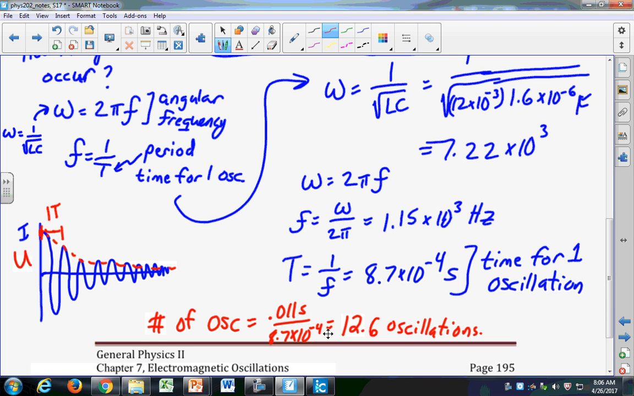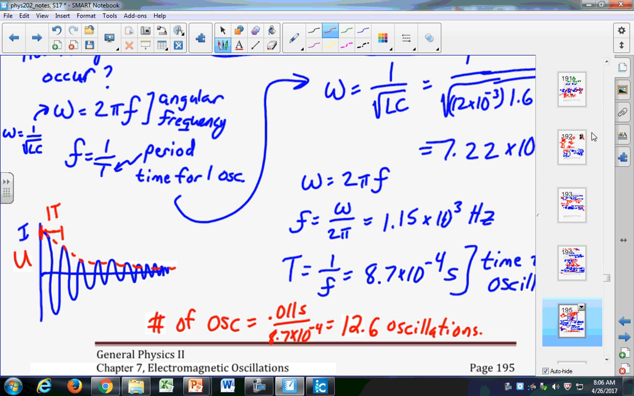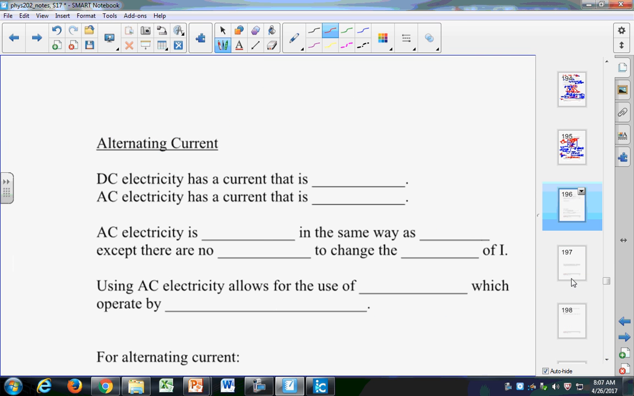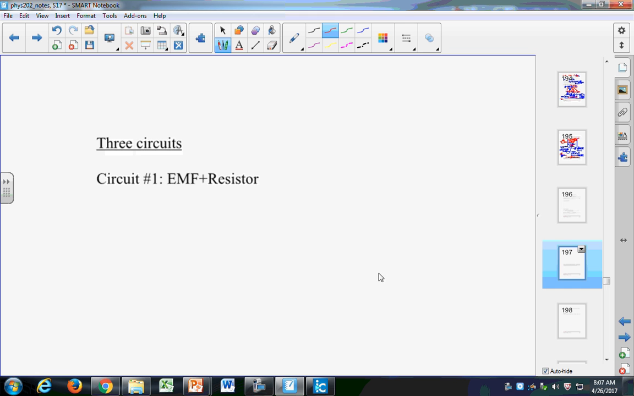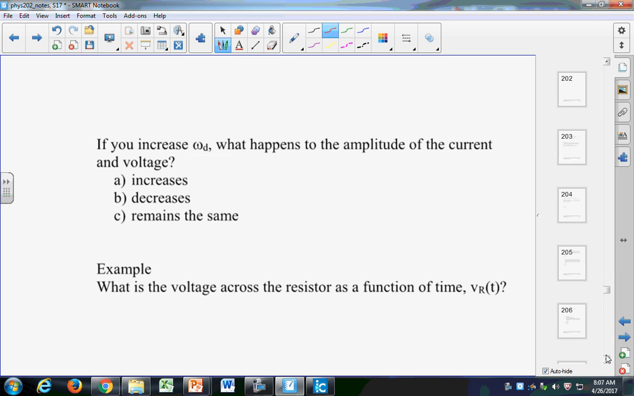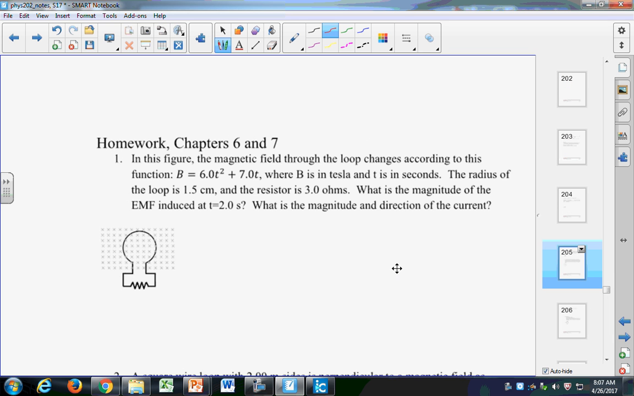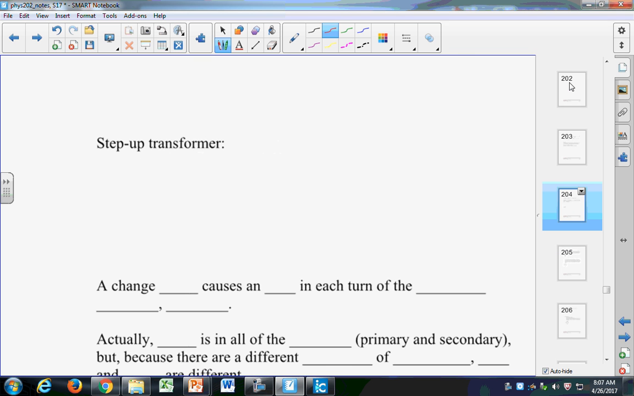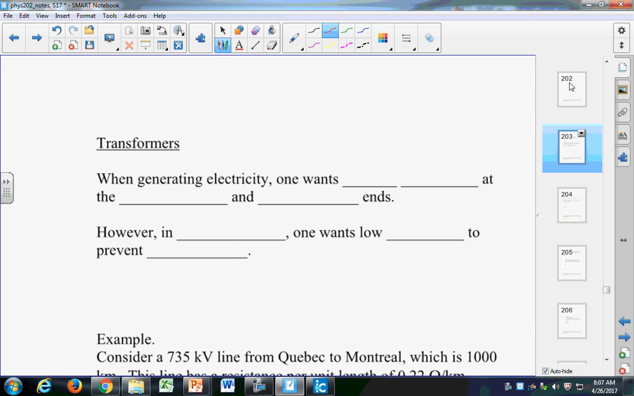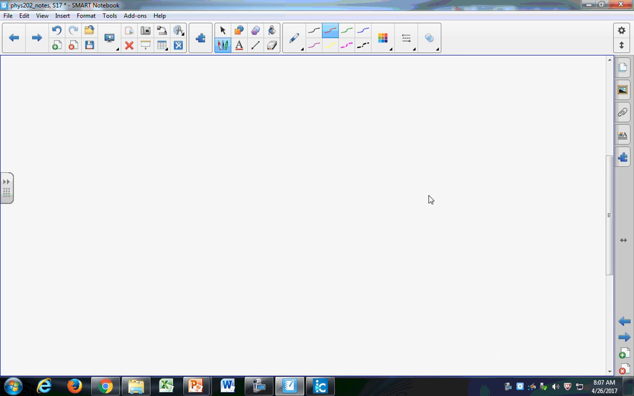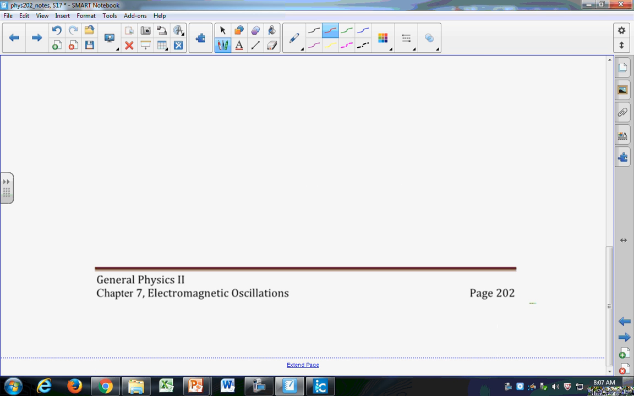All right, and we got 806. We're going to skip over alternating current completely. And phasors. So that is these three circuits. You're not going to see those at all. So down through page 202.